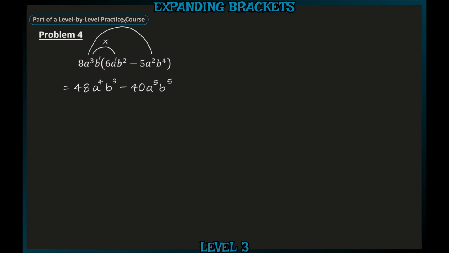Now, as these are not like terms, we can't simplify any further, so our final answer to problem 4 is 48a to the power of 4 b cubed minus 40a to the power of 5 b to the power of 5.